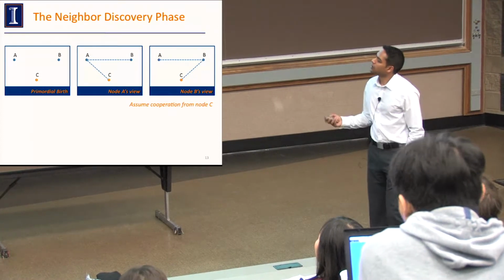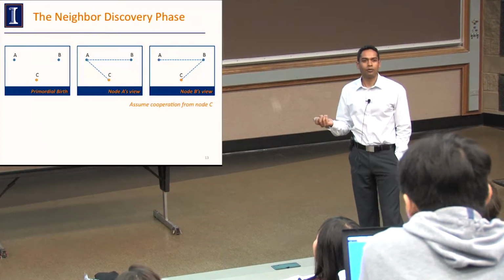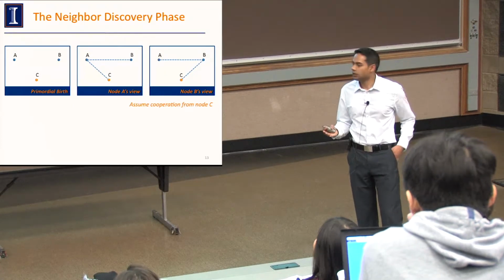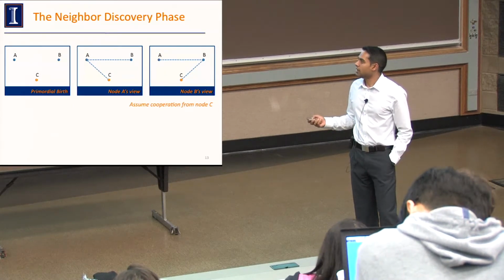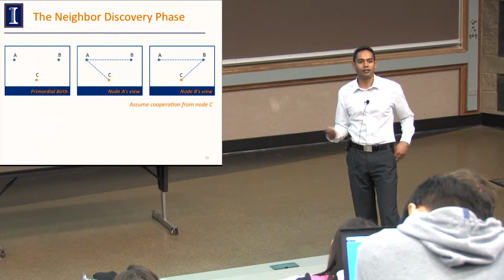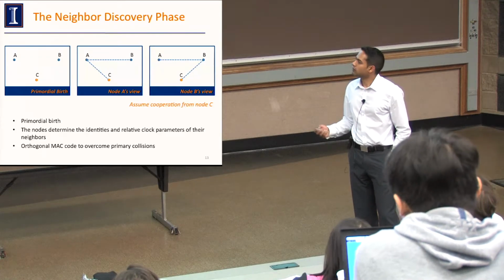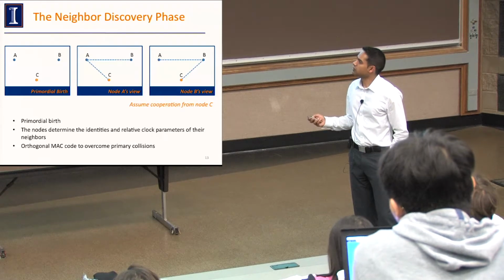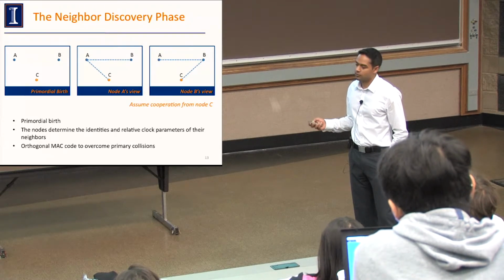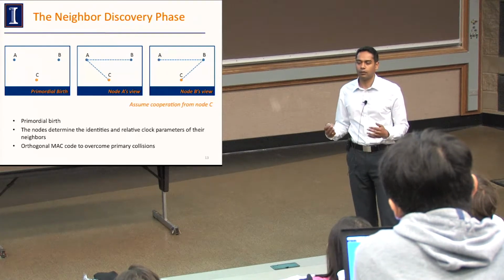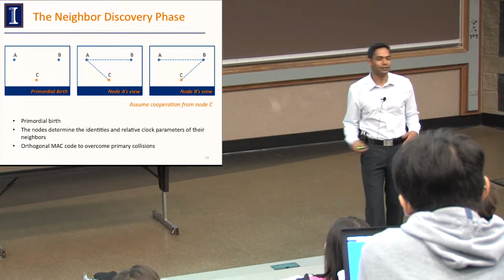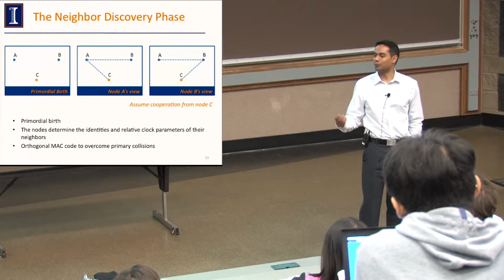Okay, so we start with a primordial birth. So at some point, nodes A, B, and C all turn on. And we can assume that they simultaneously turn on. I've also looked at the case where the birth times are unbounded, and it's interesting but a lot more complicated.